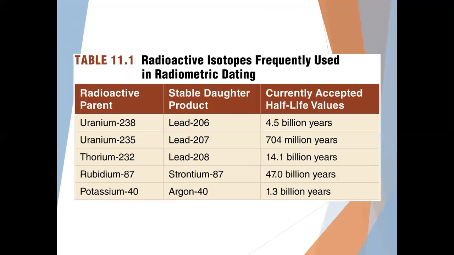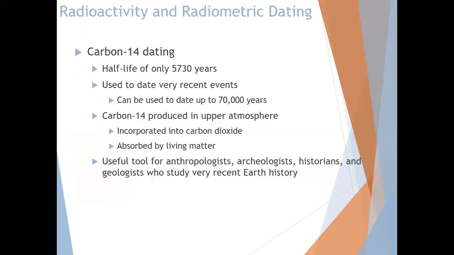Carbon-14, however, has a much shorter half-life than any of these. Carbon-14 has a half-life of only 5,730 years. It can be used to date recent events, and it can date things well up to about 70,000 years. After that point in time, it's not very reliable because the parents are basically all gone.